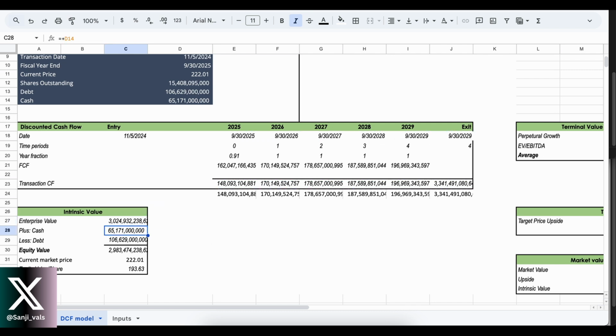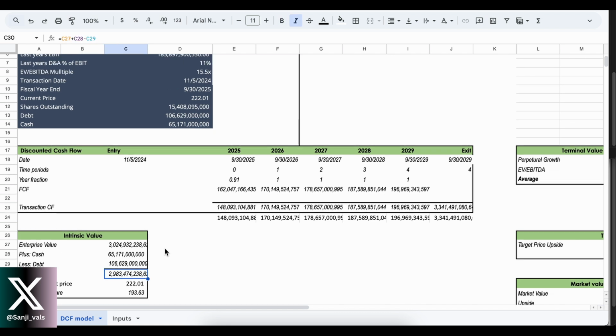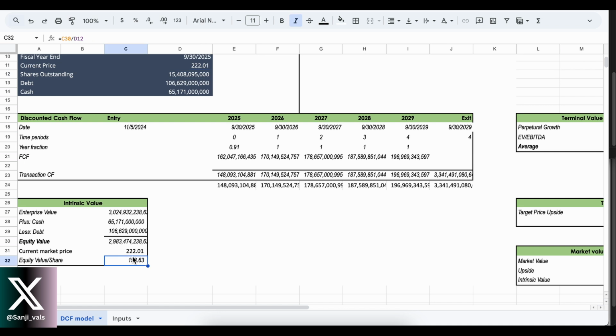This is the enterprise value of the company, which is the forecasted total value of the company. As you see, we've made a forecast till the year 2029. Then you add the cash to it minus debt, and you get the equity value, which is simply the forecasted market cap, the company's market cap. And you divide it by the number of shares outstanding, which is here 15 billion. And you get the equity value, or the forecasted stock price, that is calculated using the DCF or discounted cash flow model.